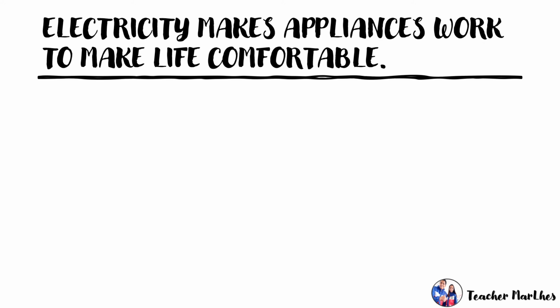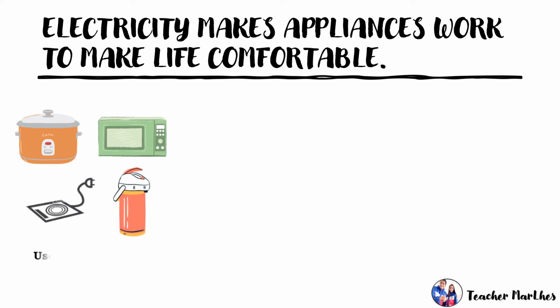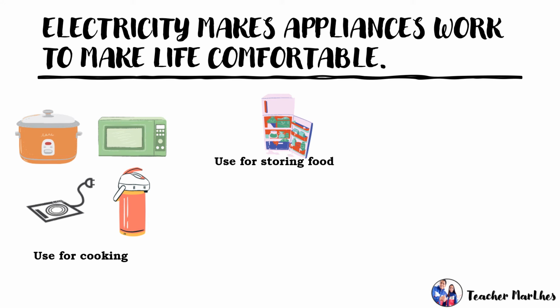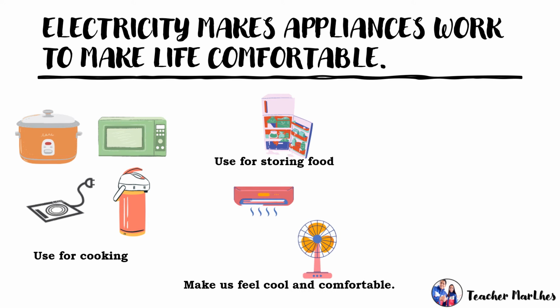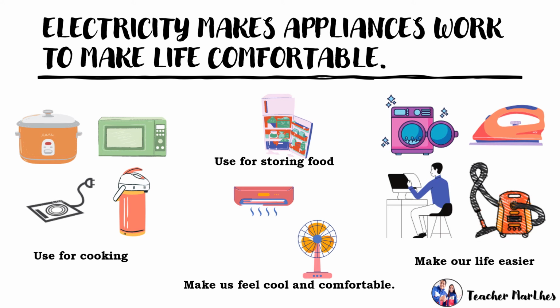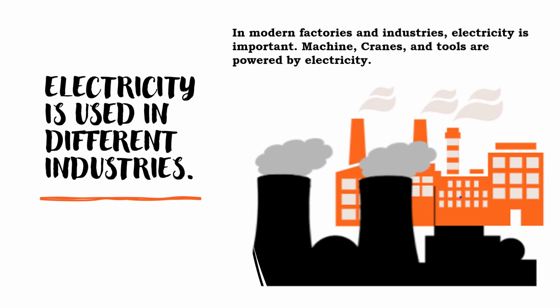Another example is electricity makes appliances work to make life comfortable. I have prepared here examples of appliances that make life comfortable. So number one, we have appliances used for cooking, and then appliances used for storing food, and appliances that make us feel cool and comfortable, and the last one is appliances that make our life easier. Electricity is used in different industries. In modern factories and industries, electricity is important. Machines, cranes, and tools are powered by electricity.